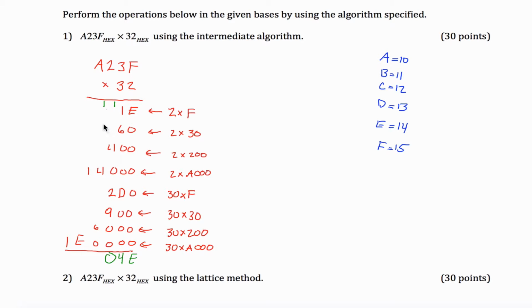Adding up the fourth column, I got a 1, a 4, and a 6. 4 and 6 is 10. 1 more is 11. The way I write 11 in base 16 is with a B. And then this fifth column here, did I do that right? Yeah.